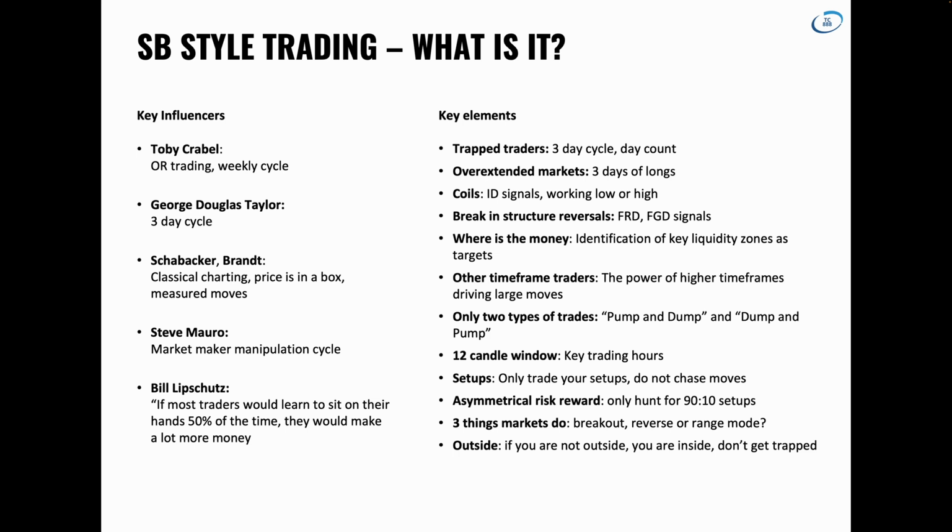So what are the key elements out of these influencers that we will discuss in the video? So one is trap traders. 3-day cycle, day count. So we always look for trap traders on one side of the range, might be session, day, week, whatever, and then from there we build our thesis. Then we look at overextended markets, as we just discussed. 3 days of longs, 3 days of shorts. So the longer we push into one direction, the higher the probability of a rollover. Not necessarily, we will come to that, but we start to look for that.